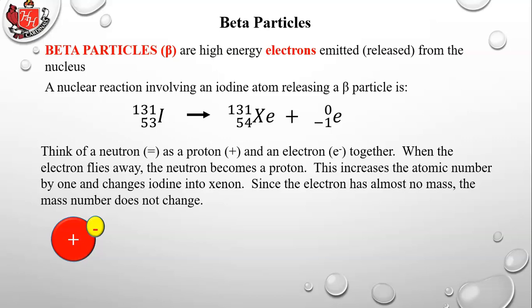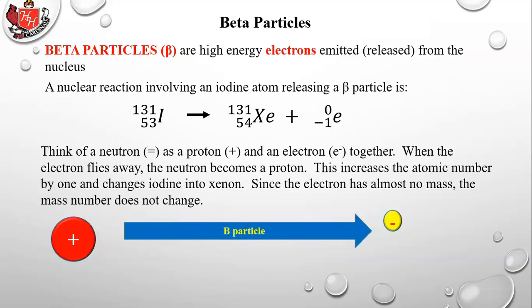Now, we've always said that protons and neutrons have exactly the same mass. They don't. Neutrons are actually ever so slightly heavier than protons, and that's because they have this little extra bit of mass from the electron. Very small amount. So when the electron flies away, which is what a beta particle is, the neutron becomes a proton. So think about that. You had a neutron, which was a proton and an electron stuck together. The electron flew away. It just flies off into space. It goes off, goes away. So what you have left behind in the nucleus is another proton. So in effect, a neutron was turned into a proton in that process. So this increases the atomic number by 1 and changes iodine into xenon. Because remember, if you change the number of protons, you have a different element.